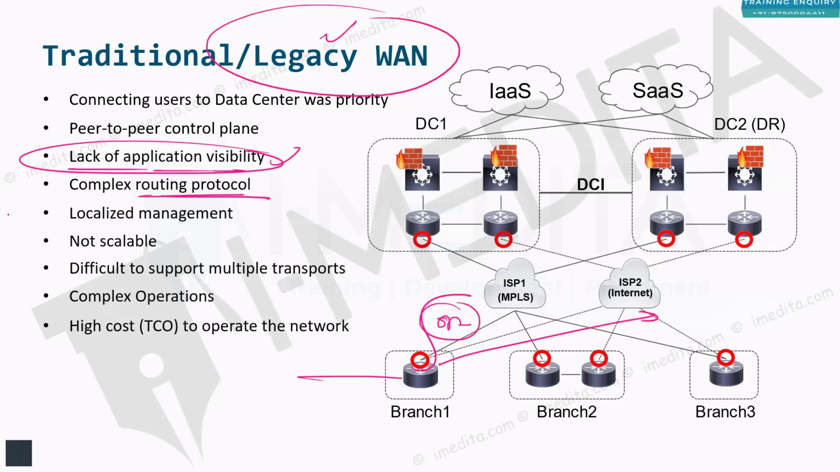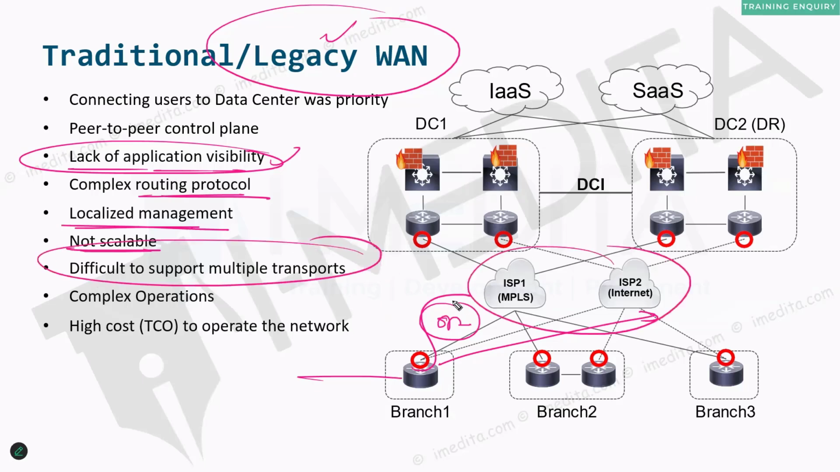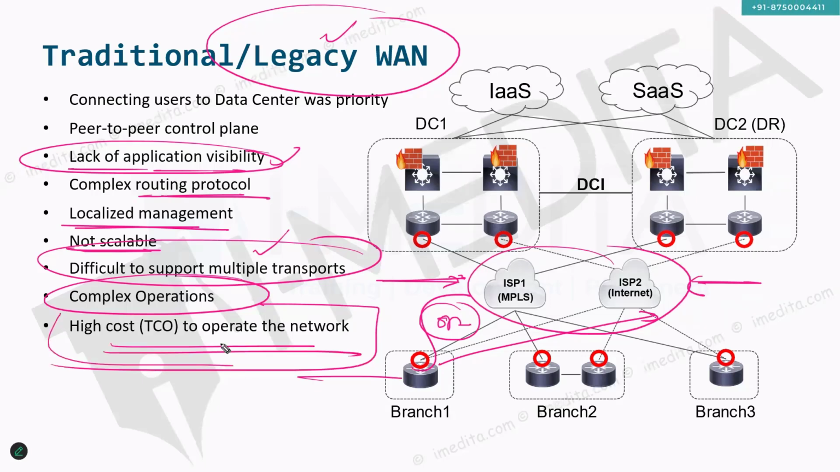All the devices need to be managed one by one, which might not be a very scalable solution. If you have multiple transports, supporting them and giving some sort of preference to one transport over another is going to be a challenging task. Overall, the legacy WAN operation was complex, and the total cost to operate the network was very high.